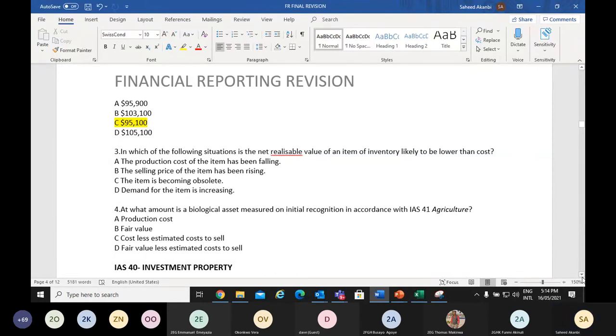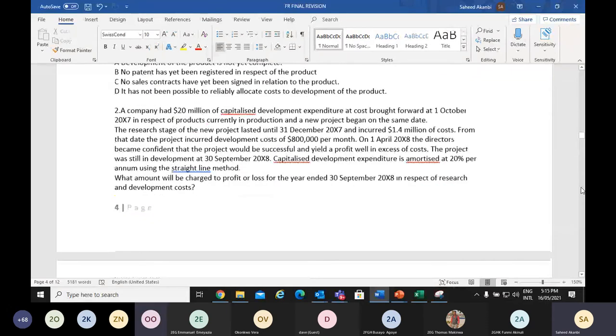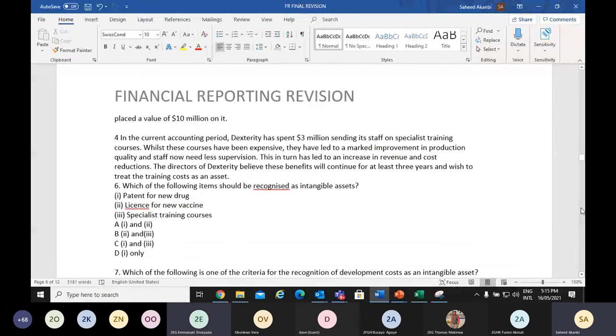In which of the following situations is the net realizable value of an item of inventory likely to be lower than cost? A, the production cost of the item has been falling. B, the selling price of the item has been rising. C, the item is becoming obsolete. D, demand for the item is increasing. What's the answer? C. Correct. Number four is another topic entirely. We'll treat it when we get to that topic. Any question before I proceed? Any question?